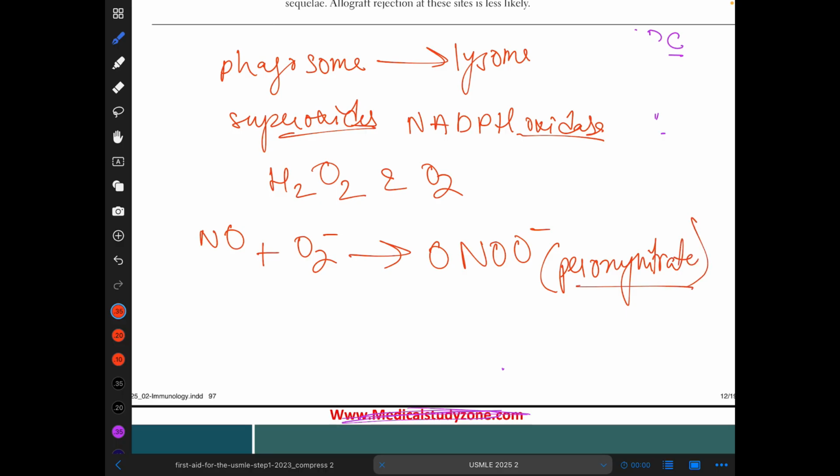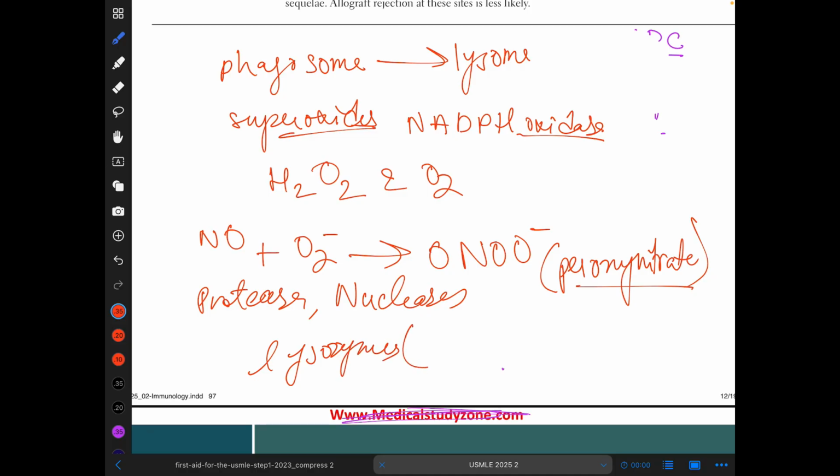And we use different enzymes like proteases, nucleases, and lysozymes, enzymes that hydrolyze peptidoglycan.